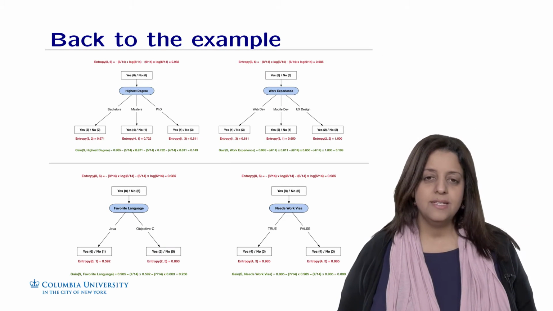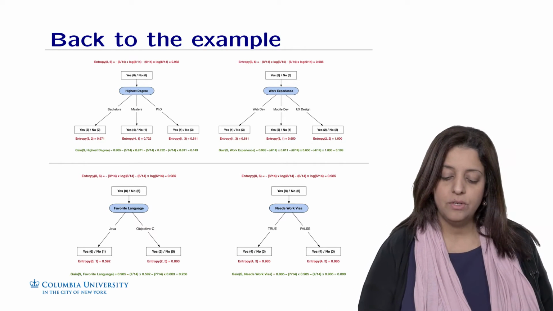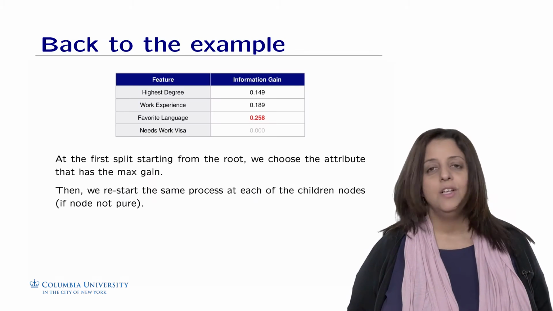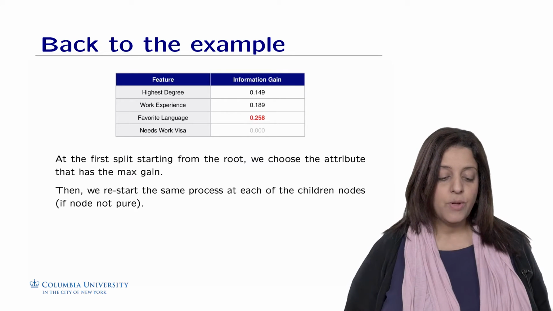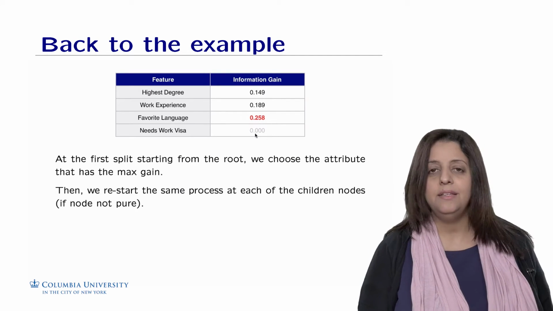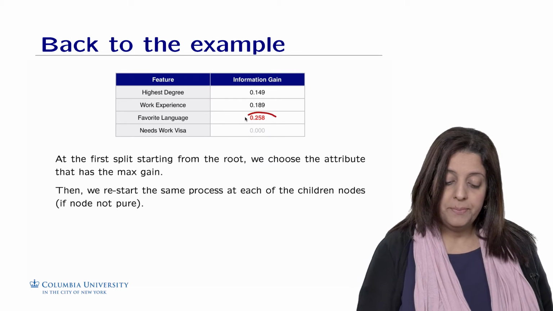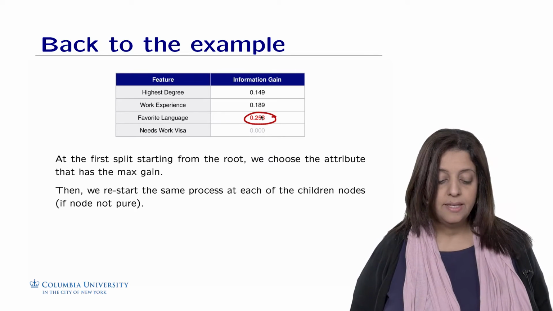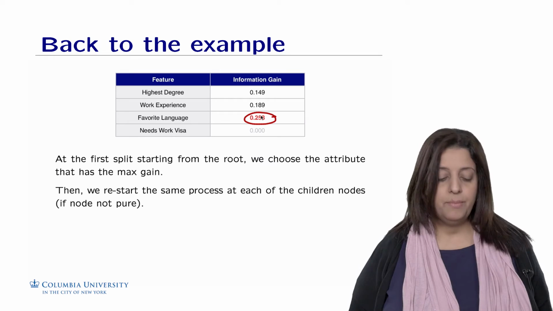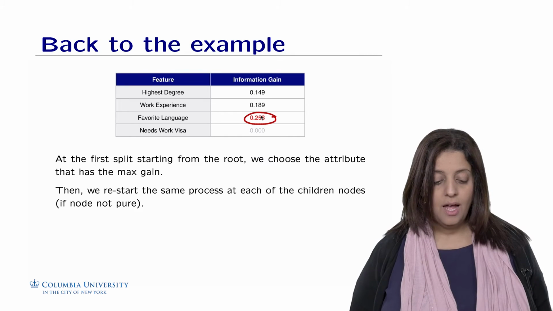Okay, so this figure here summarizes all that we have done so far. By picking each of the features, we obtain a gain, and we're going to compare these gains in order to make our decision about which feature to pick next. We summarize these gains in this table, with the feature and the information gain obtained. We see that the need for work visa was 0 because we didn't gain anything by splitting by this feature. And it appears that we have the maximum gain if we pick favorite language. So at the first split, starting from the root, we choose the attribute favorite language that has the maximum gain possible. Then we'll start the same process at each of the children nodes of favorite language.